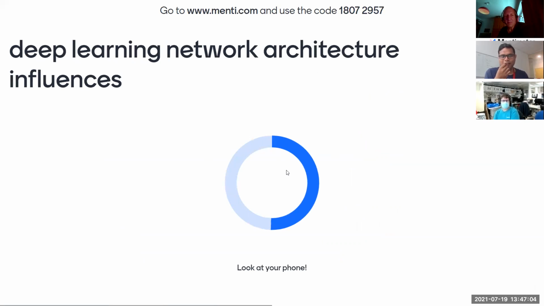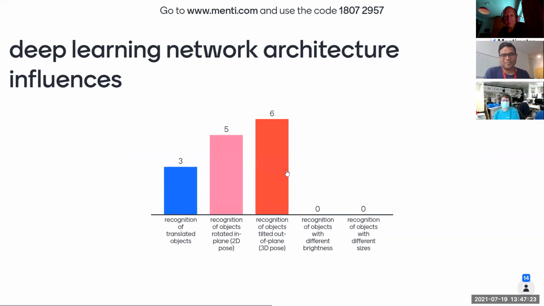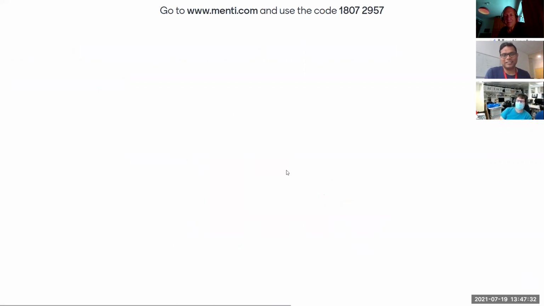Deep learning network architecture influences recognition of translated objects, recognition of objects rotated in the 2D plane, recognition of objects tilted out of plane, recognition of objects with different brightness, recognition of objects with different sizes. Oh, that's nice. So again, all answers were correct. So if you just clicked randomly something super fast, you will get more points.